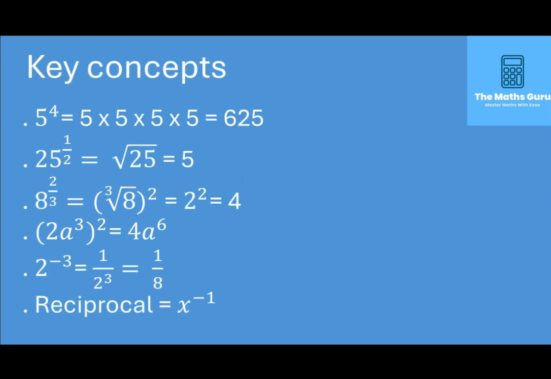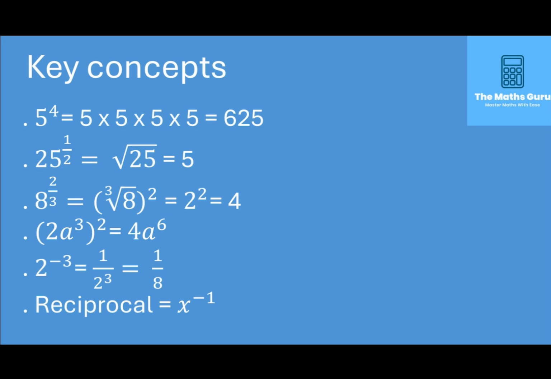So let me just outline a few of the key concepts you're going to need to know before you attempt any sort of question to do with indices. So 5 to the power of 4 is written as 5 times 5 times 5 times 5. So this essentially just means 5 times by itself 4 times. And as you can see, 5 to the power of 4 is 625.